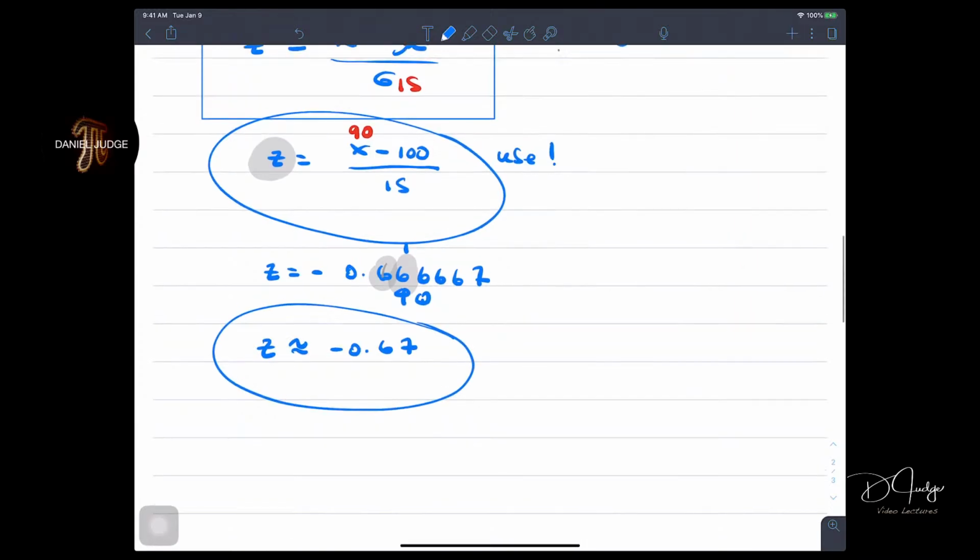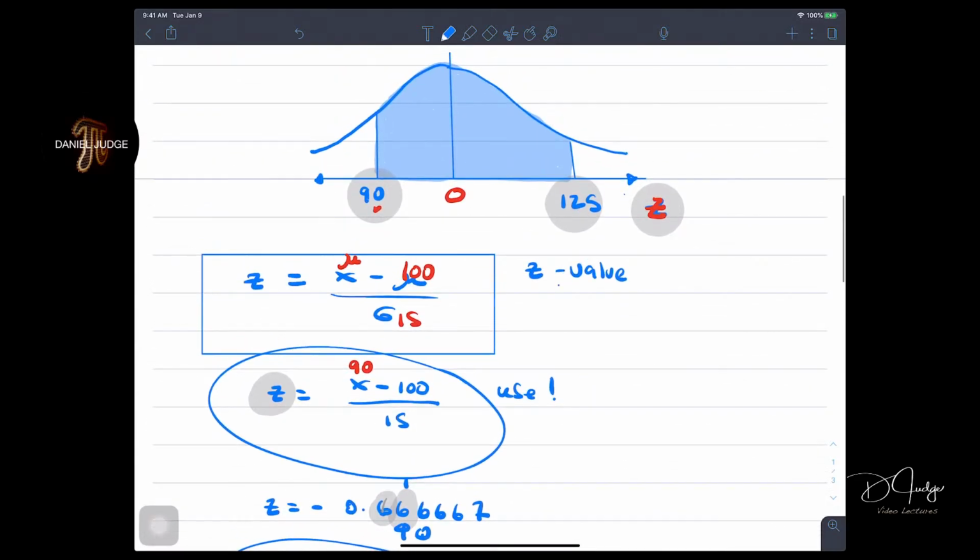So we're converting, ladies and gentlemen. 90 is really going to be negative 0.67.